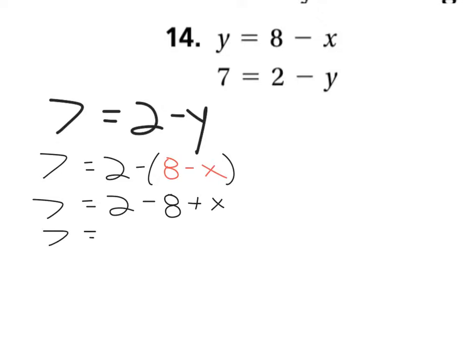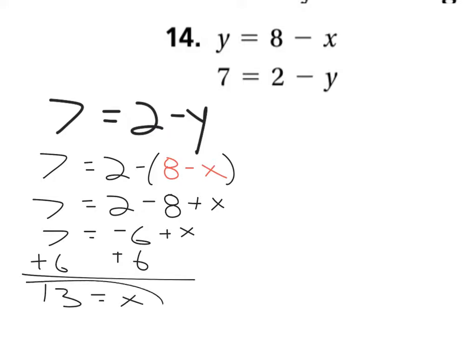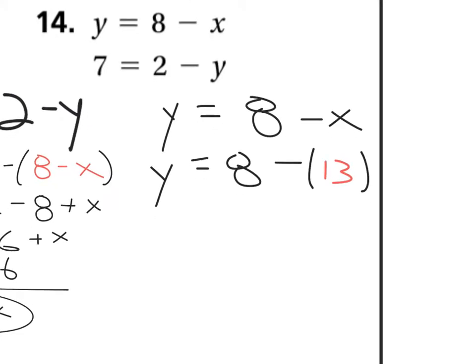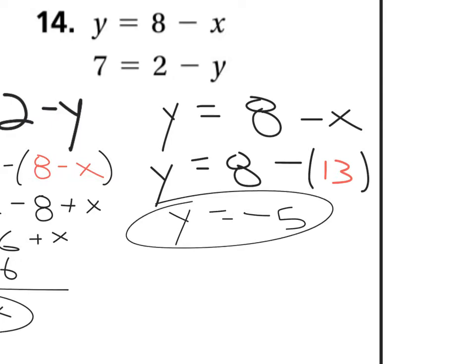And now we're simplifying. 7 equals 2 minus 8, which is negative 6, plus x. And when I add 6 to both sides, I get 13 equals x. That's solved for x. Now I'm going to take the other equation, y is equal to 8 minus x. And I know what x is, so now I'm going to say y is equal to 8 minus parentheses, what? 13. And I get y equals negative 5.